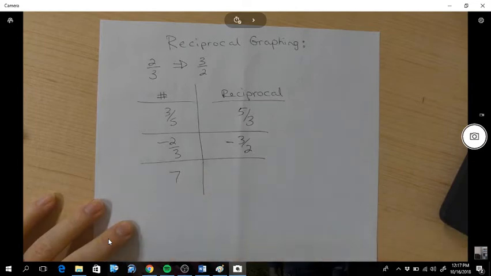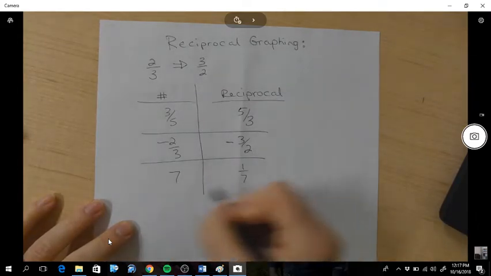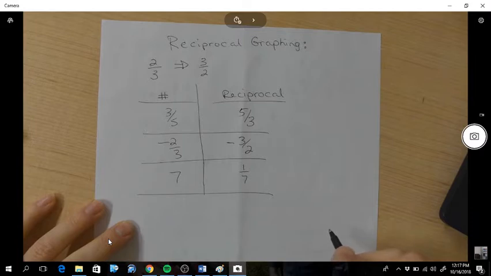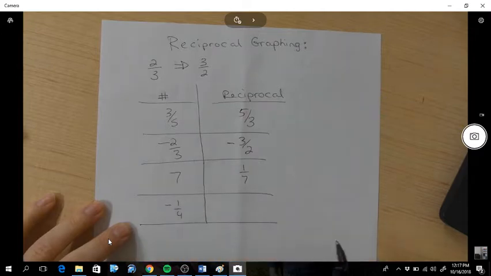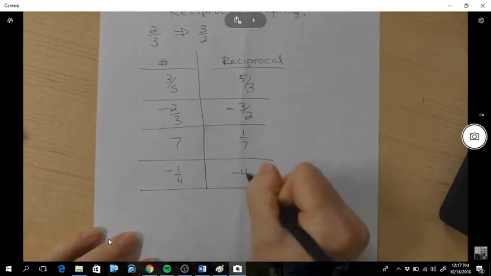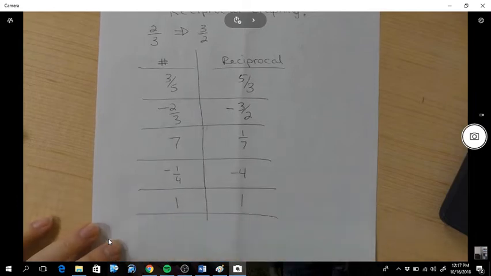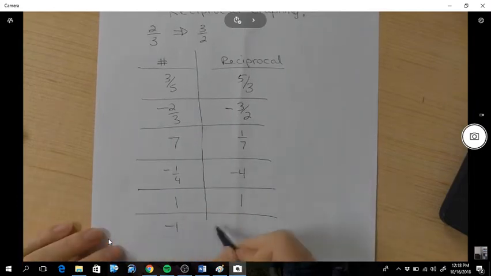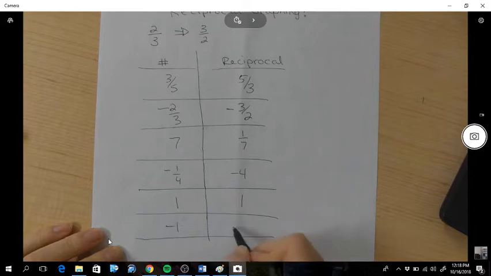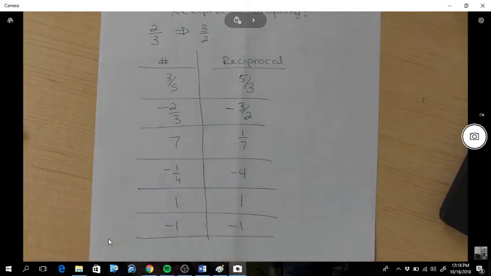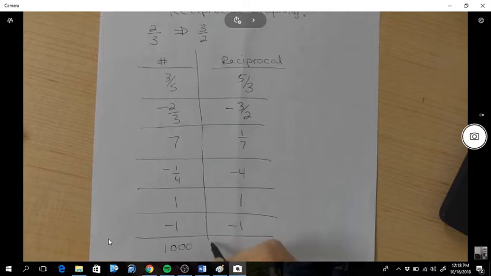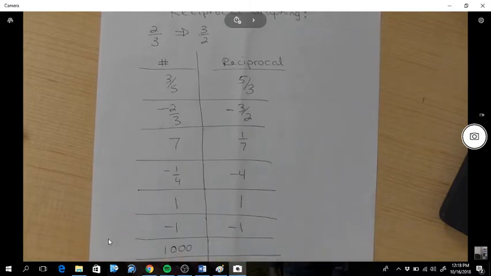What about 7? That would become 1/7. What about negative 1/4? Then that would become negative 4. What about 1? Yep, that would stay 1 because 1/1 changes to 1/1. What about negative 1? That also doesn't change. What about 1,000? Then that would become 1/1000.